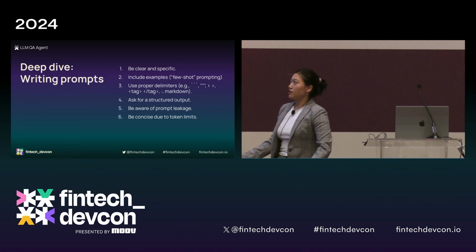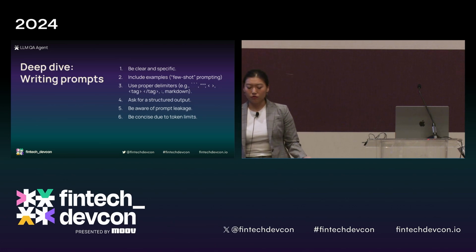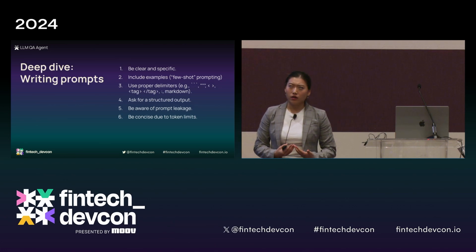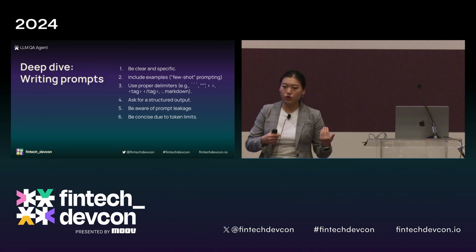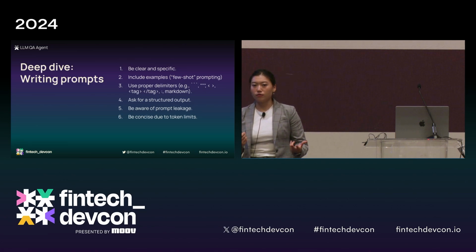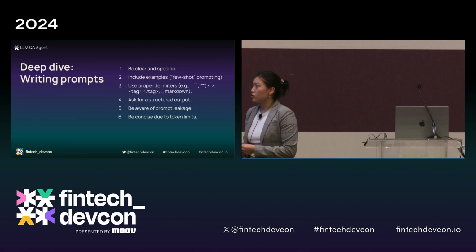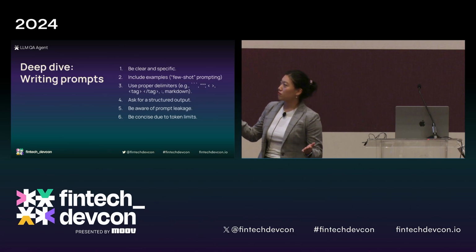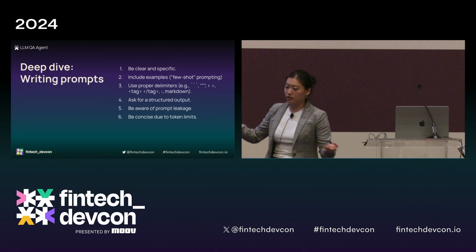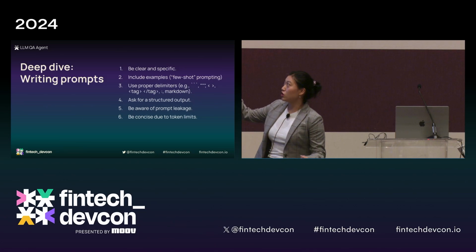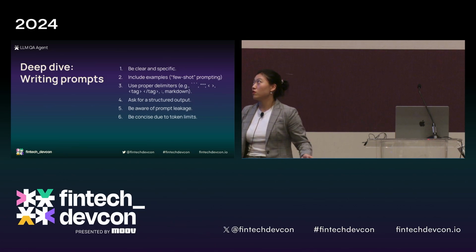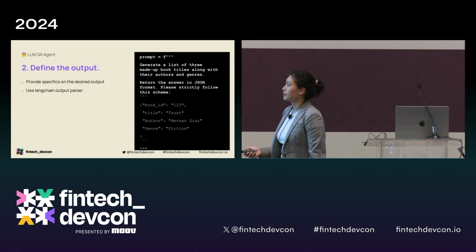Last but not least, be concise, due to token limits. Based on the models that you choose, it is around 28K token limits shared between your prompt and your completions. So yeah, be aware of it. If, unfortunately, you need to write a very, very long text for your agent to execute, you probably won't be able to include the examples. Just use zero-shot prompting to avoid exceeding that token limit.